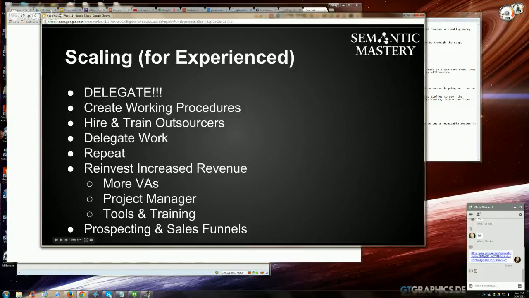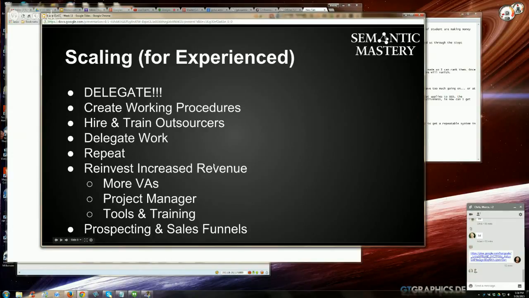Okay? Hire and train outsourcers. Hand them your working procedures. Set up a hiring funnel so it automates the hiring for you, to a degree. Once you've trained your outsourcers with the working procedures that you only had to create one time, then you delegate the work. Then you do what? You repeat. Repeat this process, guys, over and over again. You'll build a team of people. You'll build a real business, not a job, a business.